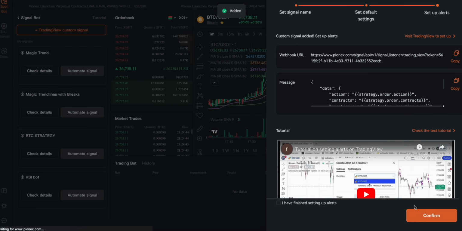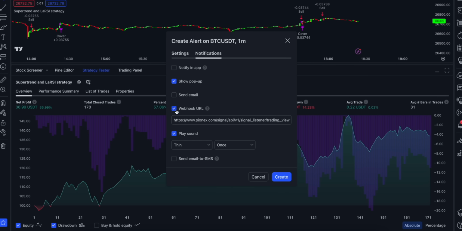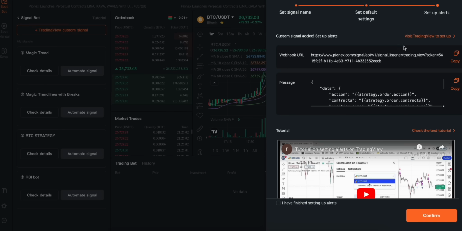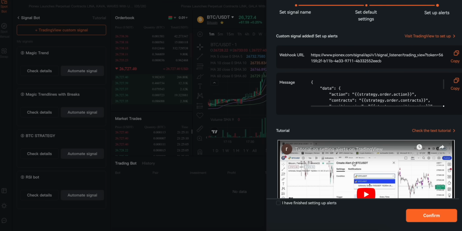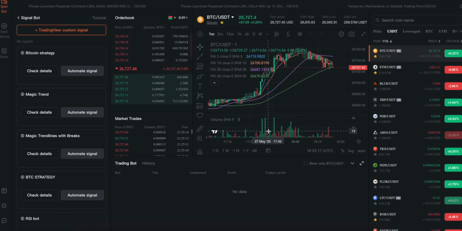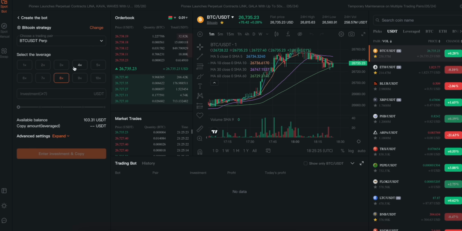Now copy the webhook URL link, head over to TradingView, click on the Add Alert button, and go to Notifications. Paste the webhook URL you copied from Pionex. This is an essential step to connect your strategy on TradingView with Pionex. Now copy the message and paste it into this window. Once you're done, click Create an Alert. Go back to Pionex and finish the setup by selecting the trading instrument, leverage, and investment. Create the bot and watch it do all the work for you.